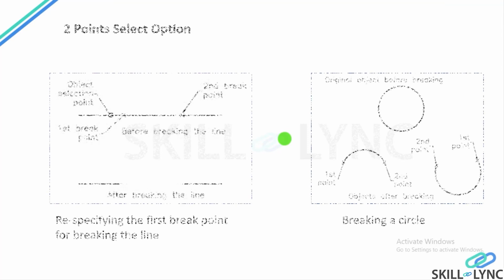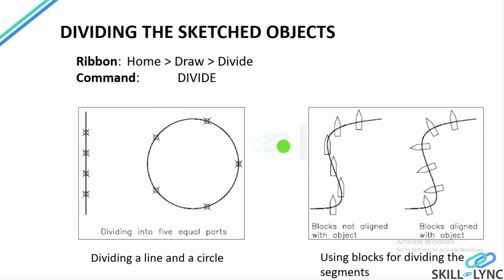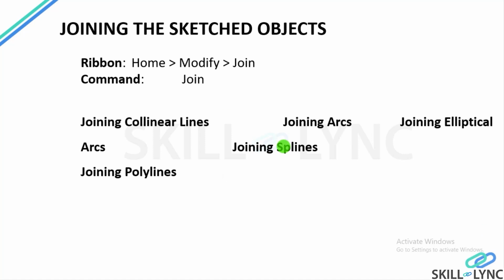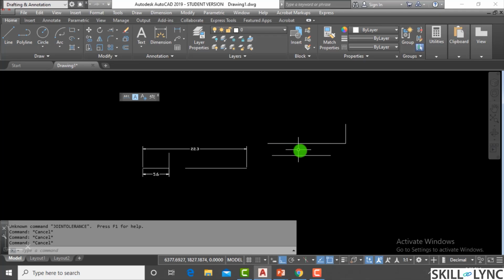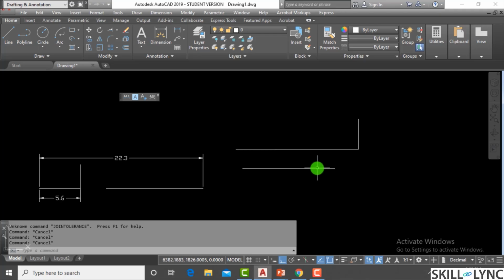Now next, coming to it, we did a break, and you can see that divide is done, joining. Okay, so you can join lines, polyline, ellipse, and everything. So we have done with session 3, that's week 3.